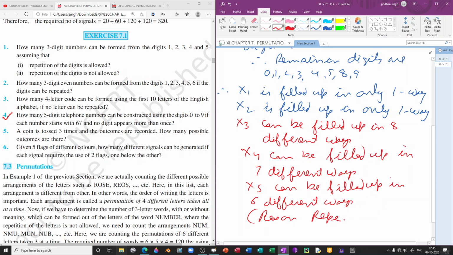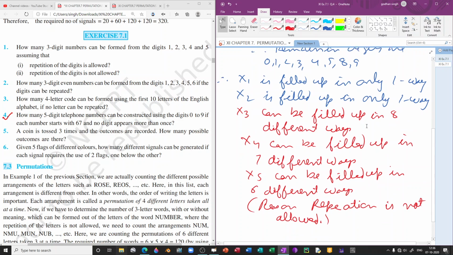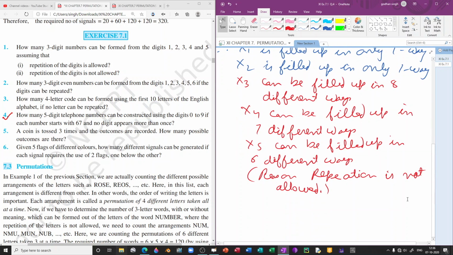Repetition is not allowed. Therefore, we can say that the number of ways in which x3 can be filled up is 8, x4 is 7, and x5 is 6, 1 being reduced each time. The reason is that repetition is not allowed. So now we'll find out in how many ways we can get the 5-digit telephone number.